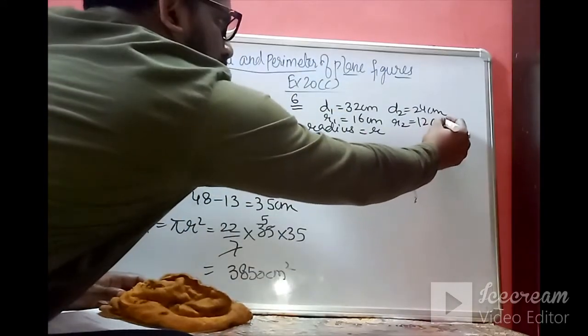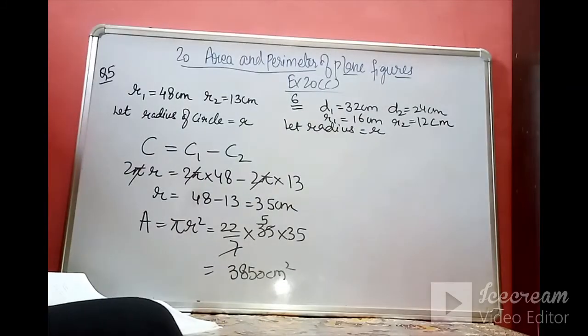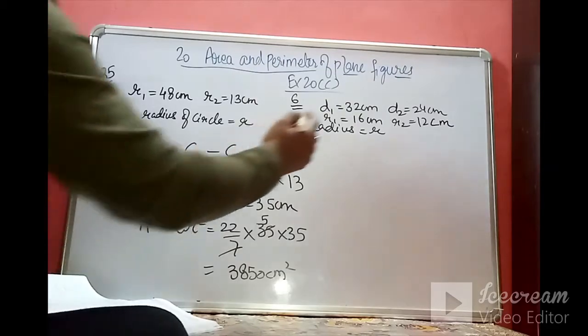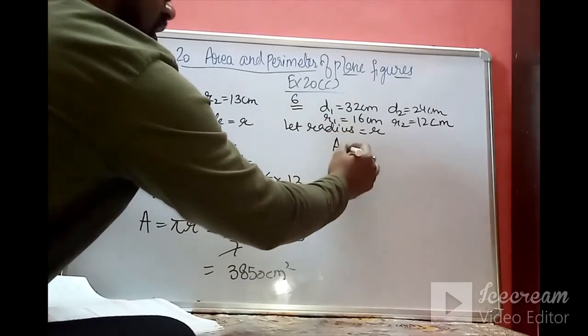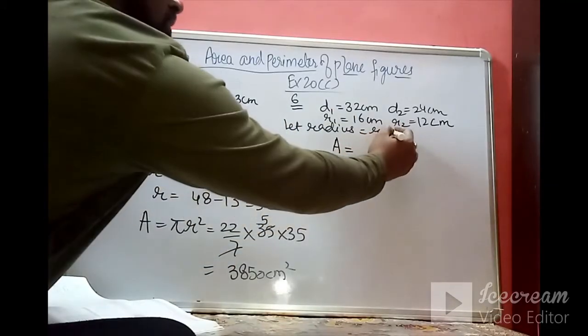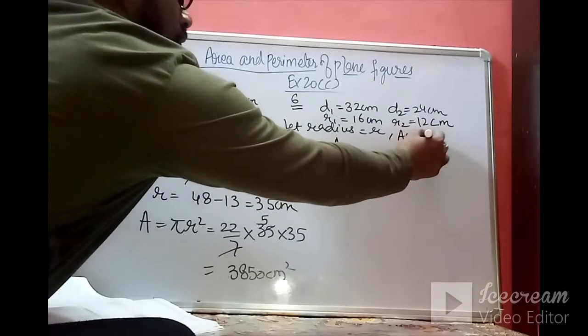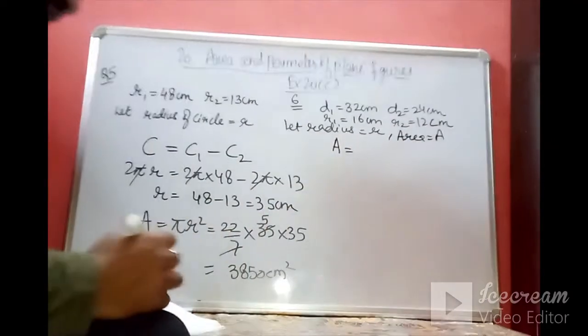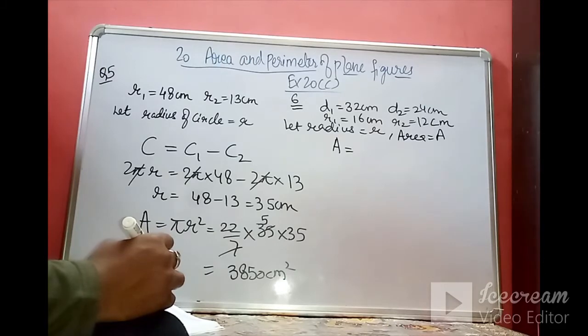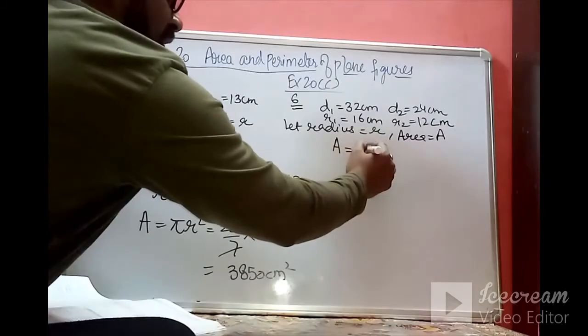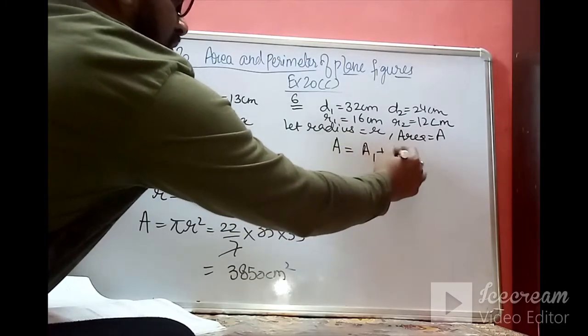Okay, 12 centimeter. Now what is given? Find the radius of the circle having its area equal to. That means this area is, okay, let area equal to A. So what is given? Having its area equal to, that is area equal to A1 plus A2.